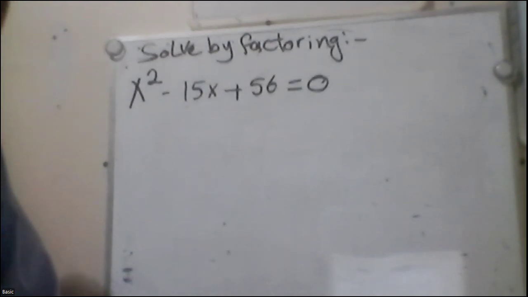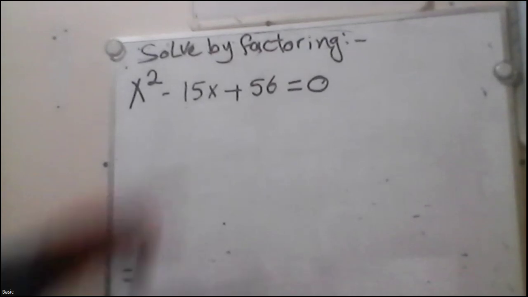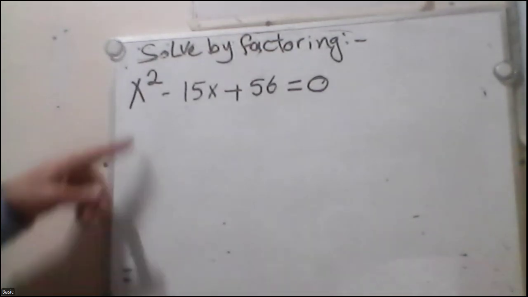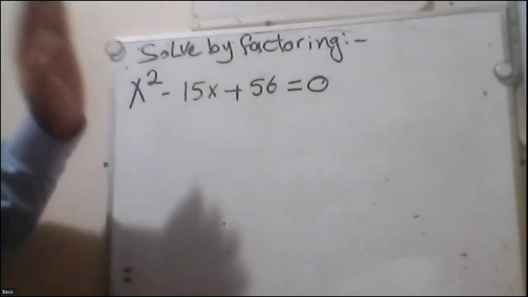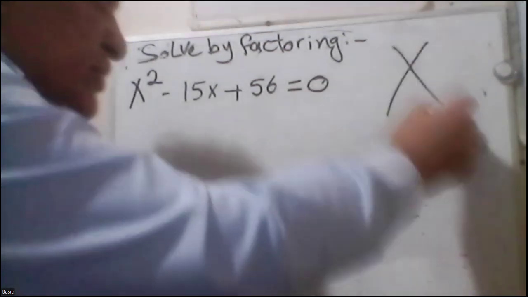So here, to solve it, I will do the factoring. Solve by factoring: x squared minus 15x plus 56 equals 0. By factoring means that I will get two values for x. How will I do the factoring? Let me remind you how to do the factoring. The factoring itself, we used to do like this.